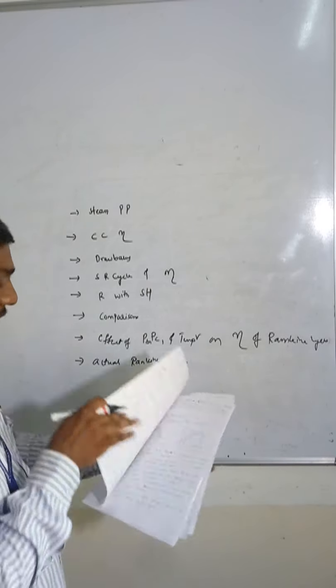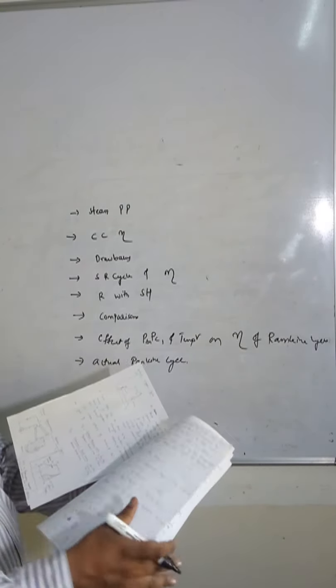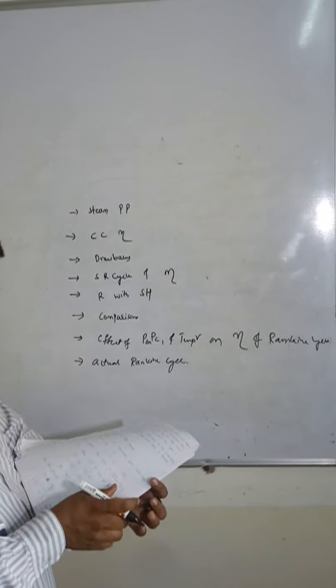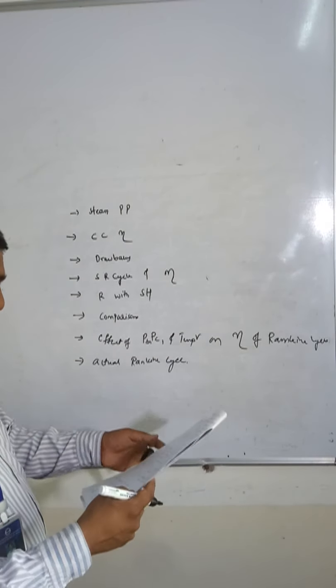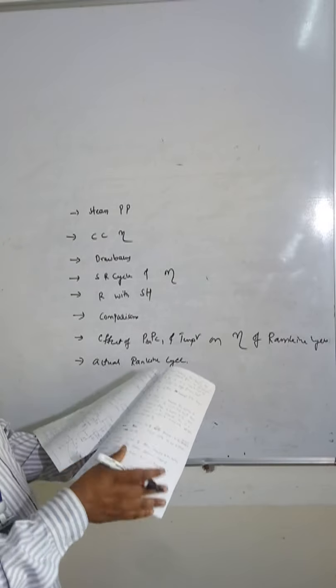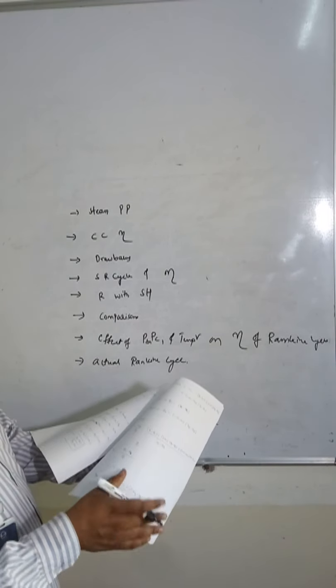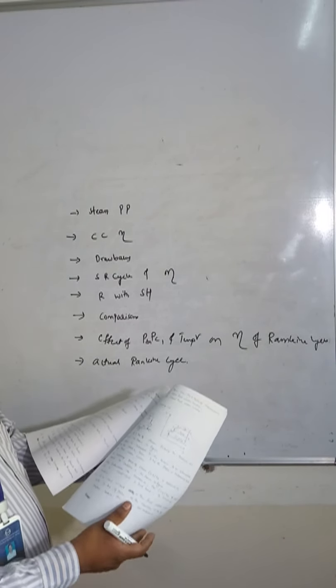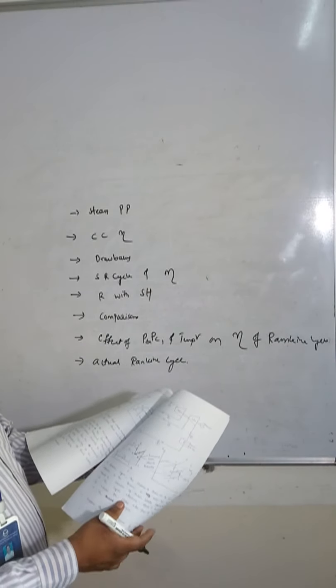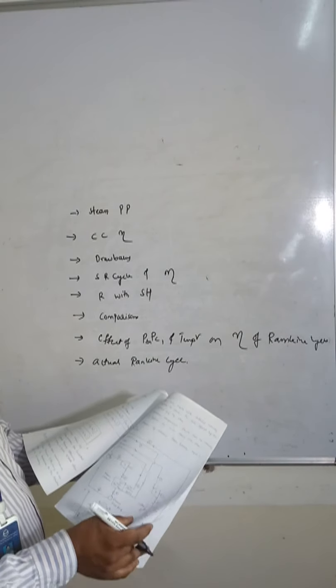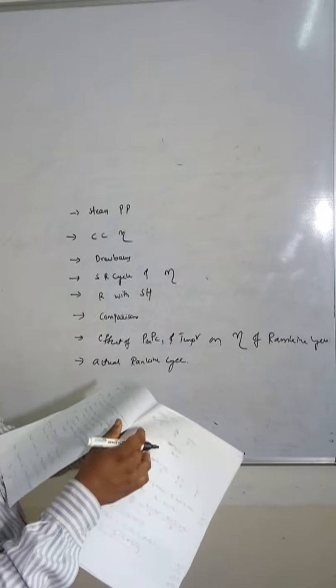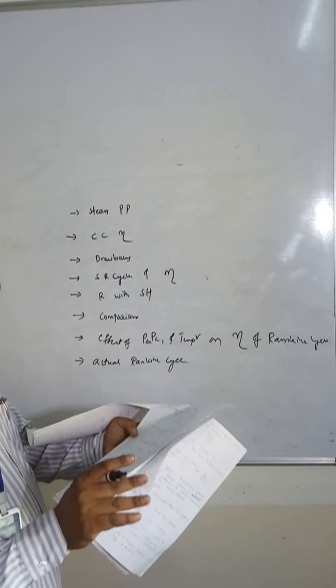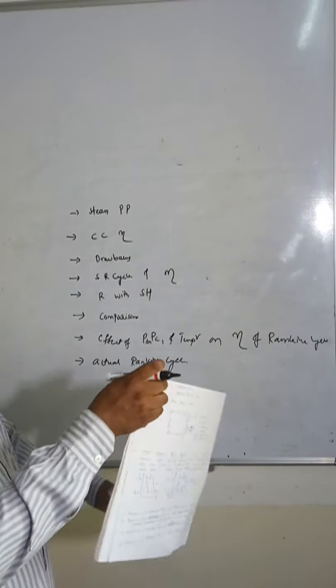We are left with some more theory part. I will cover it in the next two videos. Again we will go for the ideal regenerative Rankine cycle, then the actual regenerative cycle, feed water heaters, the reheat cycle, and a binary cycle. This will cover our theory part. Two or three videos I will cover it.